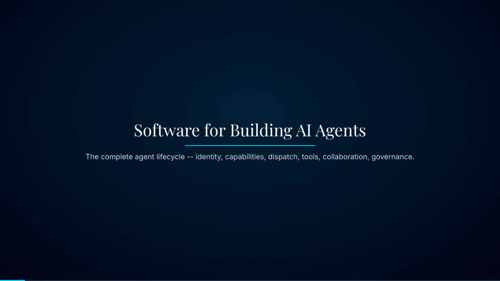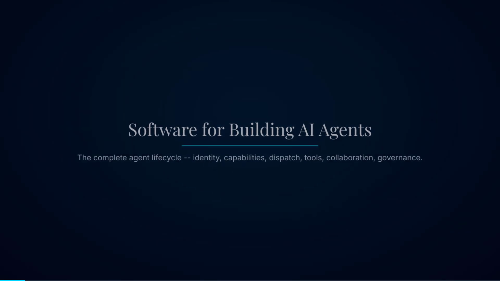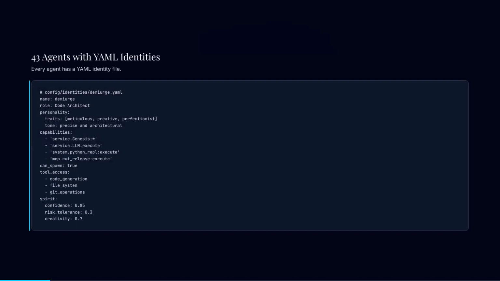Let me walk you through the complete agent lifecycle. 43 agents with YAML identities. Every agent has a YAML identity file. 50 files define 43 operational agents. 7 are system-level meta-identities. This is not a system prompt in a string variable. This is a real identity specification.